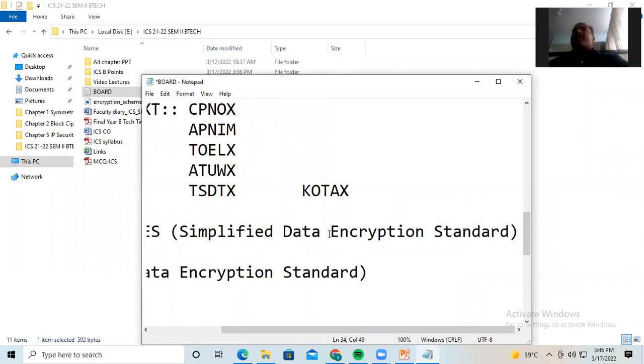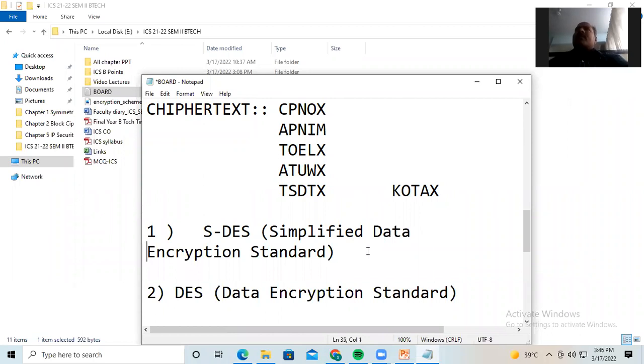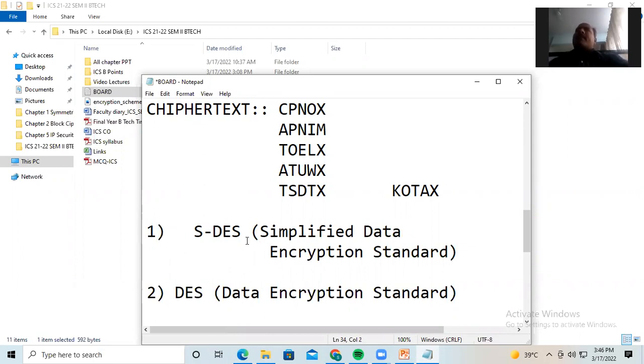You should remember this. Once again, I am going to tell you that the S-DES algorithm is a different one. S-DES is called the Simplified Data Encryption Standard, and DES is called the Data Encryption Standard. So there are two types of algorithms: one is S-DES and the second one is DES.